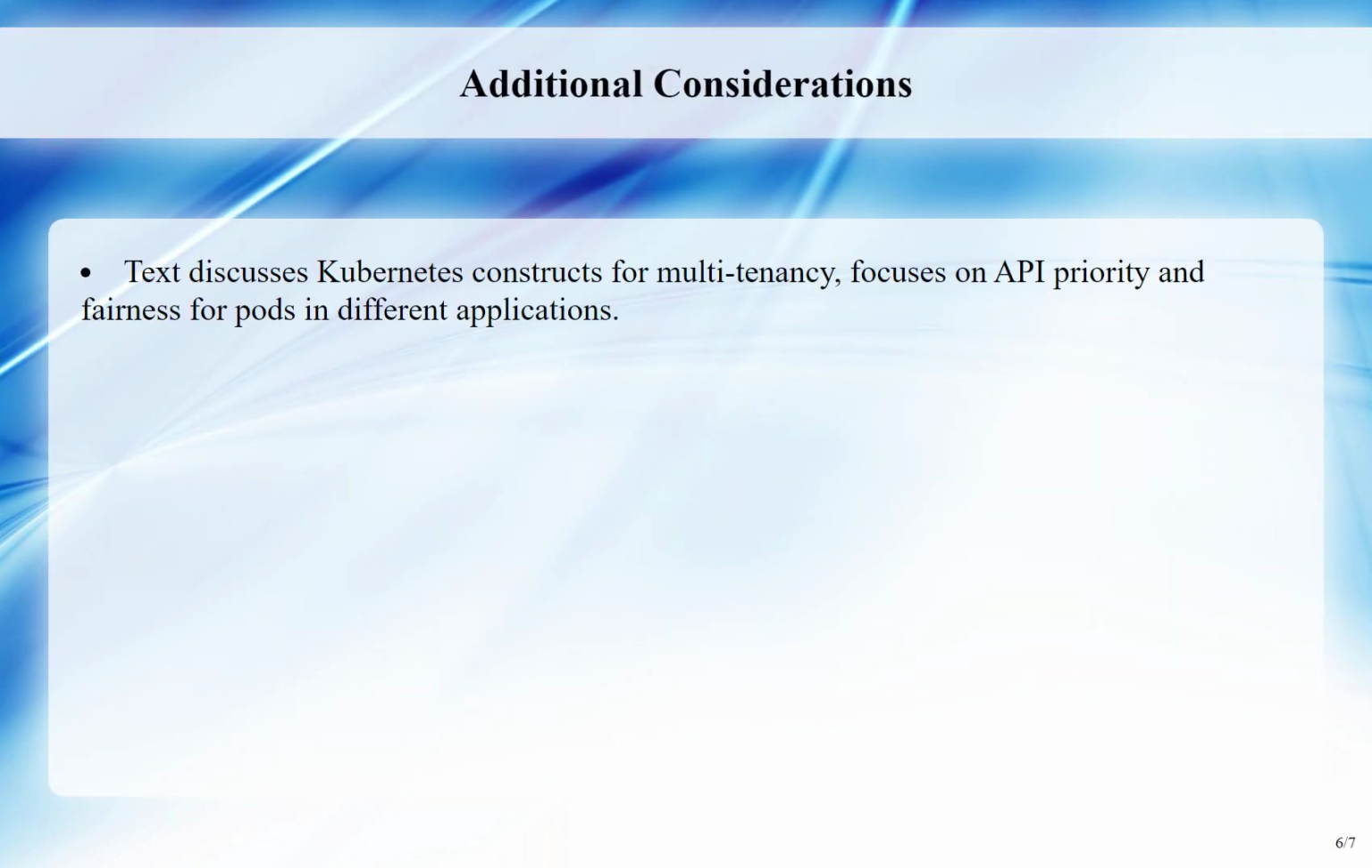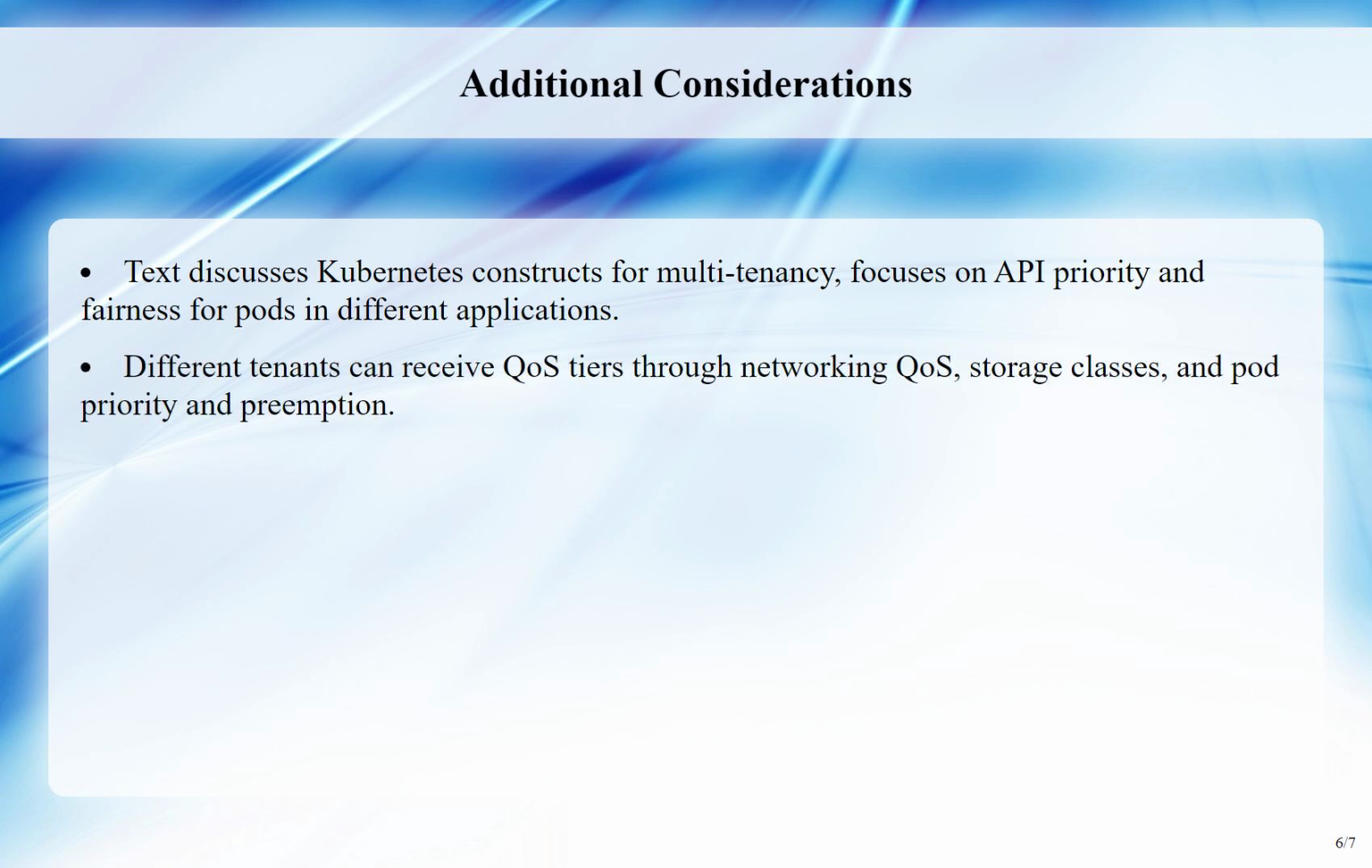The text discusses various Kubernetes constructs and patterns that are relevant for multi-tenancy in SaaS environments. One key feature is API priority and fairness, which allows assigning priorities to pods for different applications. Quality of service, QoS, tiers can be offered to different tenants using network QoS, storage classes, and pod priority and preemption. Networking QoS, for example, ensures fair bandwidth allocation among pods.